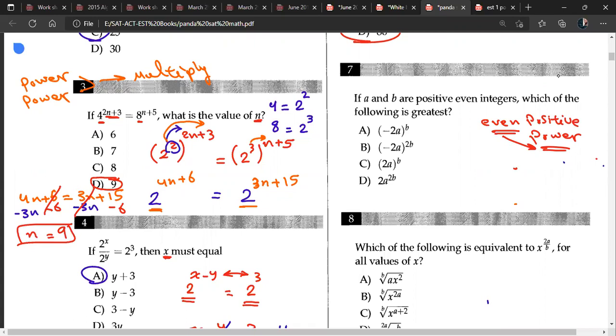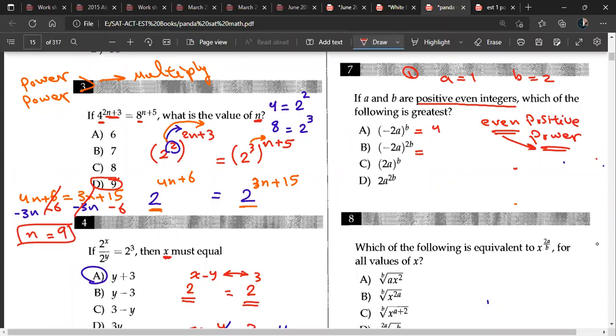Here you have a strategy to do it. You can substitute, for example, A equal 1 and B equal 2, and apply the condition. This is one strategy to find the answer. For the first choice, you will have negative 2 squared, which equals 4. For the second choice, with A equals 1 and B equals 2, it will be negative 2 power 4, which equals 16.